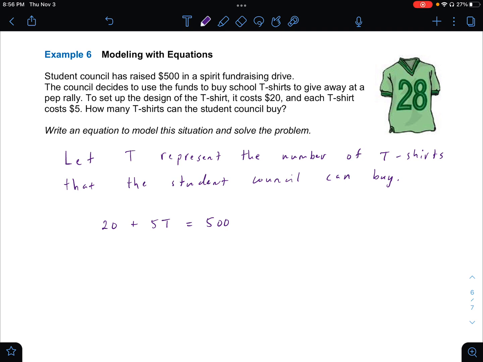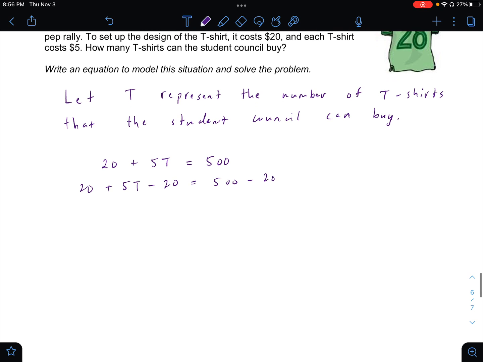Now, we want to isolate for t. So what we can do first is do the opposite operation of adding 20. We can subtract 20 from both sides. So 500 minus 20 on the right side. Now, on the left side, we're going to have 5t, because 20 minus 20 is 0. So 5t is equal to 500 minus 20, so that's 480.